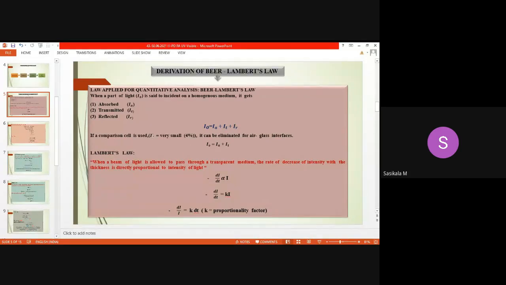When a matched pair of cells is used, IR is very small. Reflection is very small in UV-visible, a negligible amount, only 4% maximum, so it can be eliminated. So the incident light is equal to the absorbed and transmitted light. In the UV-visible spectroscopic method, you will be analyzing either the intensity of transmitted light or the intensity of absorbed light, since the sum of these two is equal to the intensity of incident light.